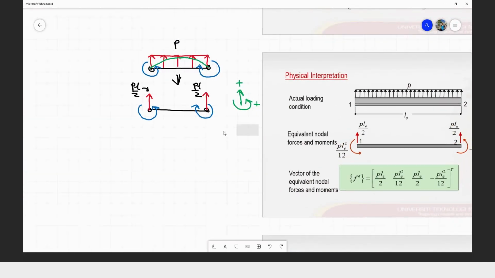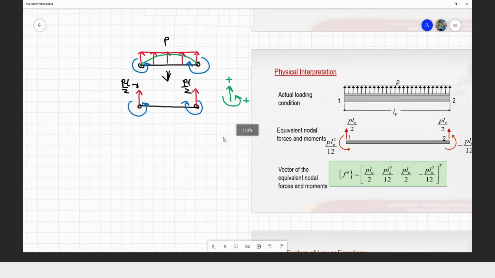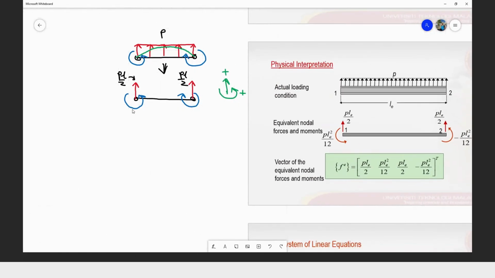Okay, I will just explain more here. PL over 2. And then for the moment, the equivalent moment that occurs on the loads is PL square over 12. PL square over 12. So this is the physical condition that occurs. Okay, the physical, and then we transfer it to the nodal point and moment.